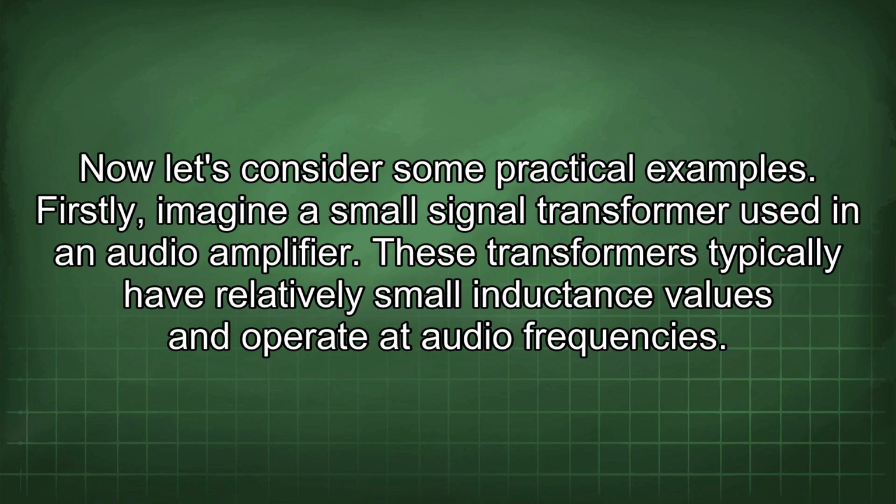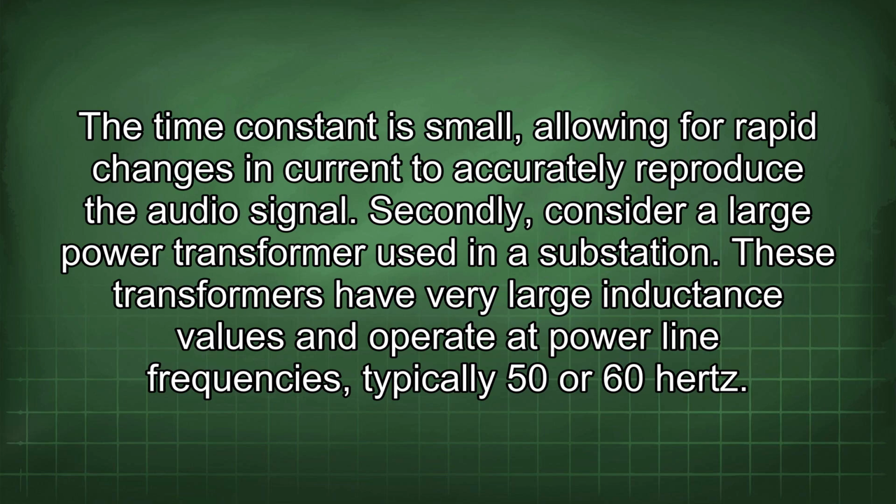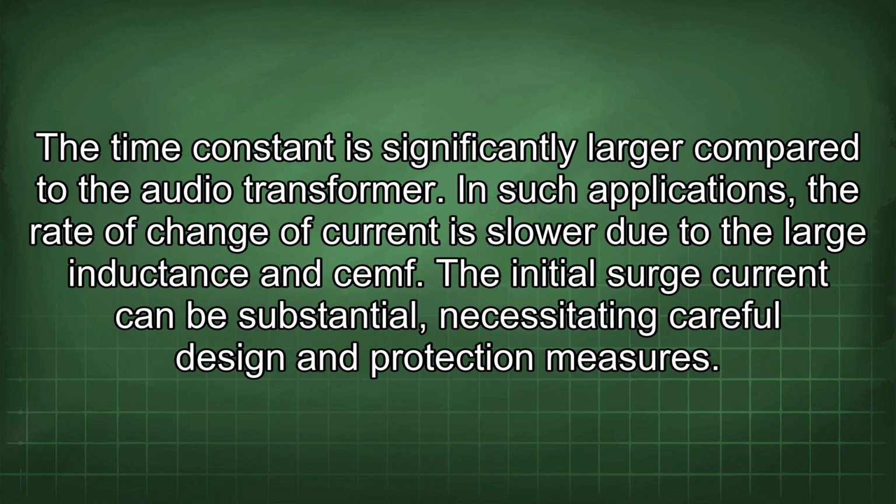Firstly, imagine a small signal transformer used in an audio amplifier. These transformers typically have relatively small inductance values and operate at audio frequencies. The time constant is small, allowing for rapid changes in current to accurately reproduce the audio signal. Secondly, consider a large power transformer used in a substation. These transformers have very large inductance values and operate at power line frequencies, typically 50 or 60 Hz. The time constant is significantly larger compared to the audio transformer.